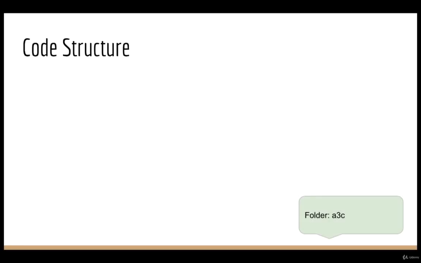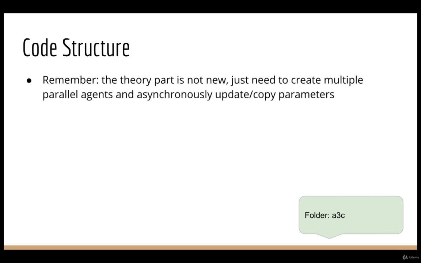In the rest of this lecture, we're going to discuss how the code is going to be structured. Remember that the actual algorithm we'll be using is nothing new. It's just the same old advantage actor critic that we saw before. The difference now is that we want to have concurrent agents that asynchronously copy and update their parameters.